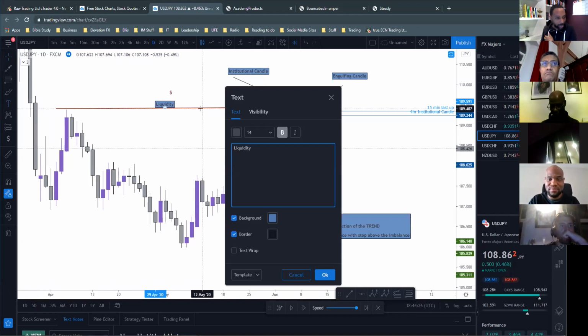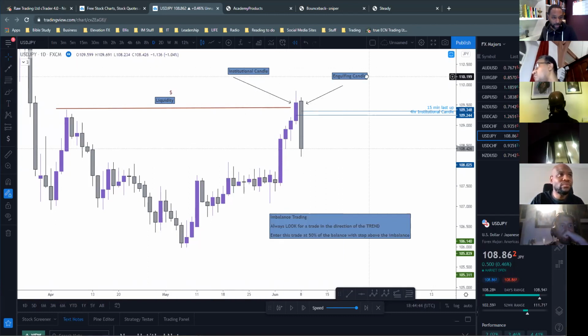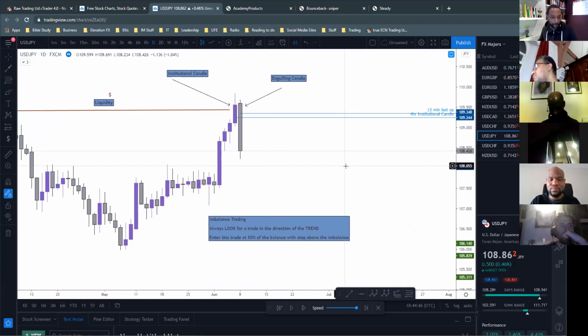Our only problem is being patient for the price to come back there. So we've got liquidity taken, we've got an institutional candle, we've got an engulfing candle. All right, let's drill down and find the trade here. You could have taken the imbalance trade, grab a few pips out of that, but I really think the market's going to come higher above the imbalance into this institutional candle here.